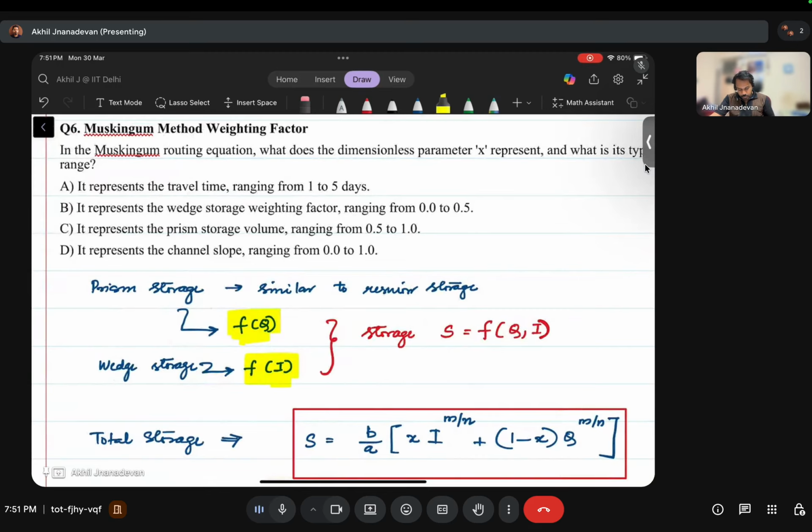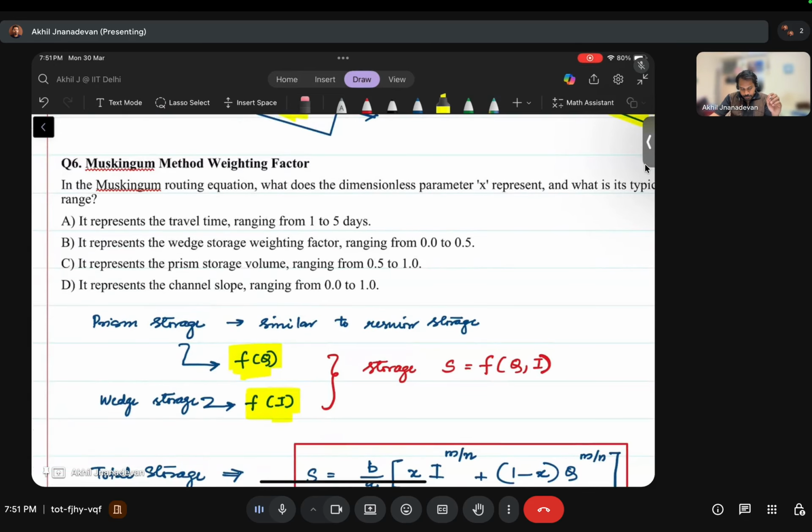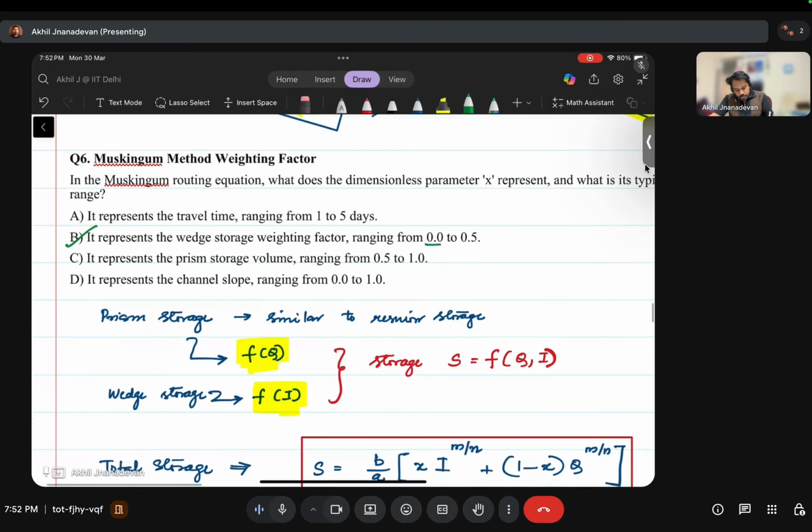The question was what is x, the weighting factor. It represents the travel time and ranges from 1 to 5 days. It represents the storage weighting factor and ranges from 0 to 0.5. It represents the prism storage volume ranging from 0.5 to 1. It represents the channel slope ranging from 0. So x basically represents the wedge storage weighting factor that is between 0 and 0.5. So this is the answer.